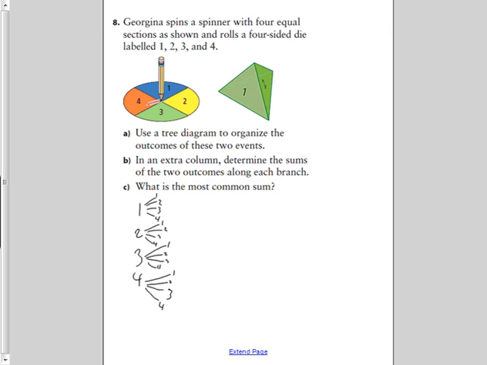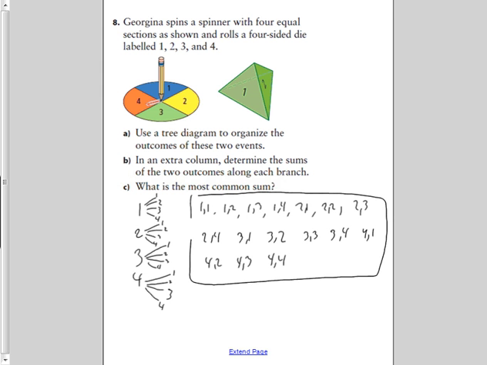And if I want to organize them, I'd have a 1, 1, a 1, 2, a 1, 3, a 1, 4. Oh, sorry, hold on. Oopsie daisy. So if I wanted to create my sample space from the tree diagram, that would be my sample space. That's all of the possible outcomes.